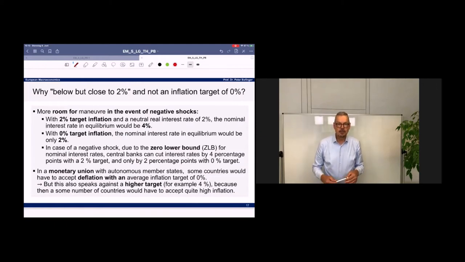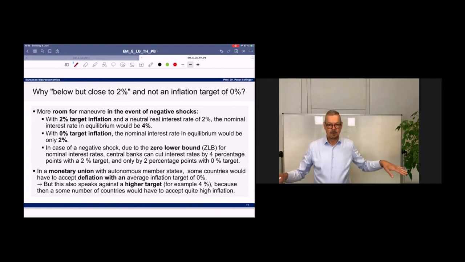And in the specific environment of a monetary union, there's also another explanation for a 2% inflation target. Because if you have a 0% inflation target in the monetary union, it is always an average inflation target. And that means with a zero inflation target and 19 member states, there must always be some member states who are in deflation, because if some member states are above 0%, some must be below 0%. And that would mean that you accept deflation in your member states as a situation, even when there are no shocks in the economy.